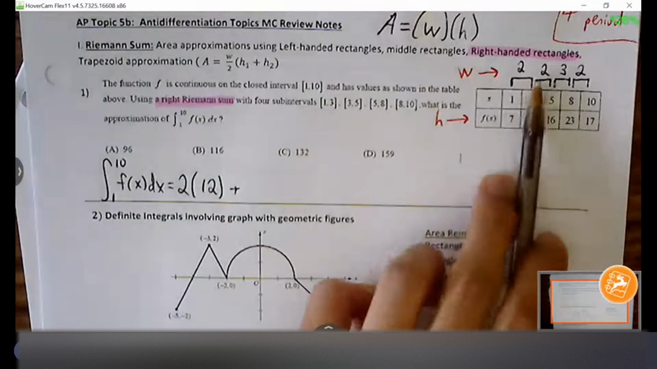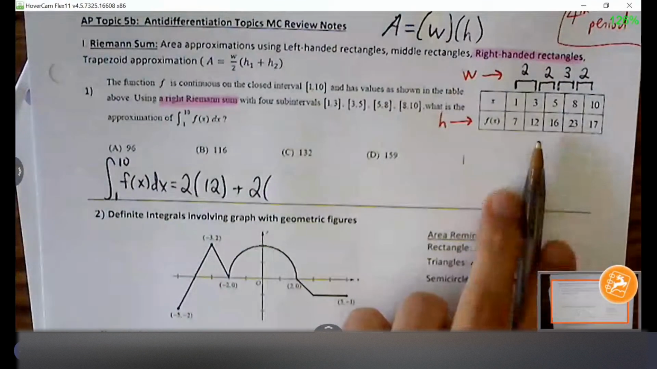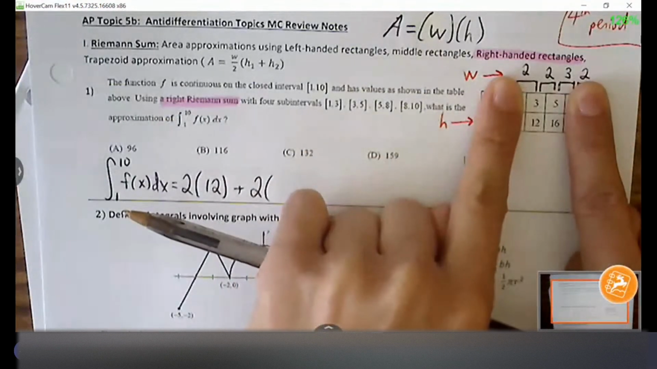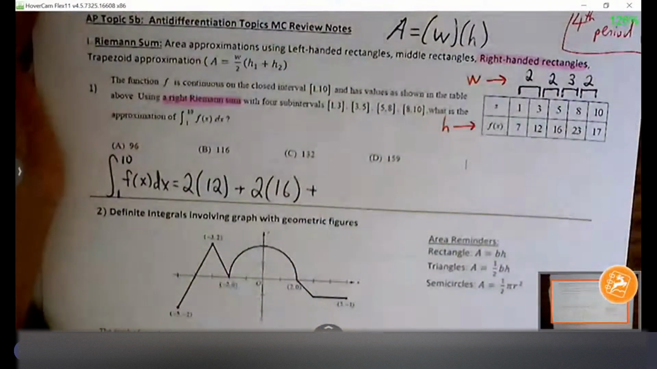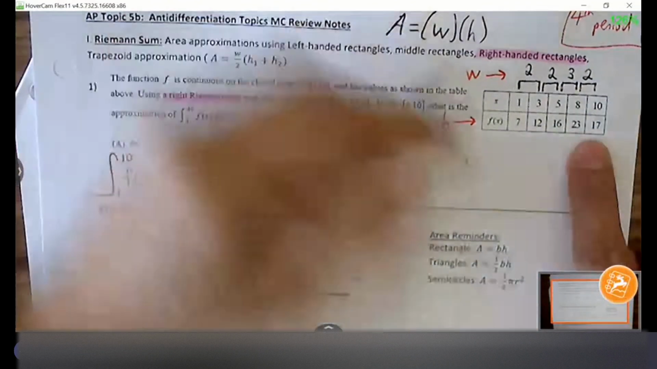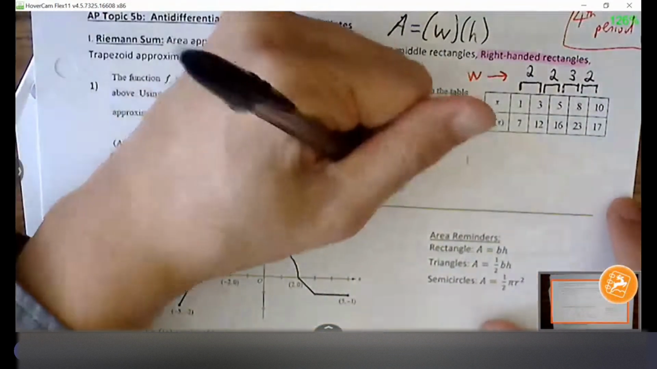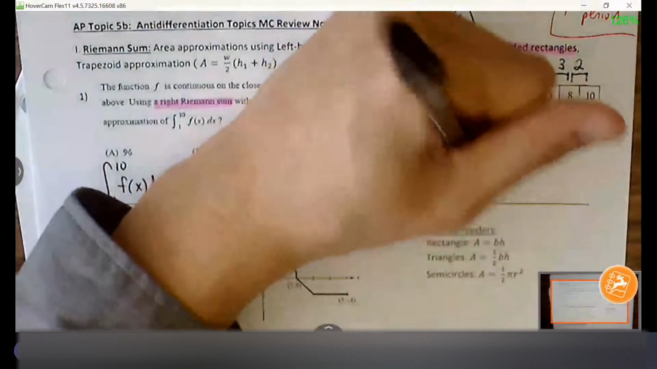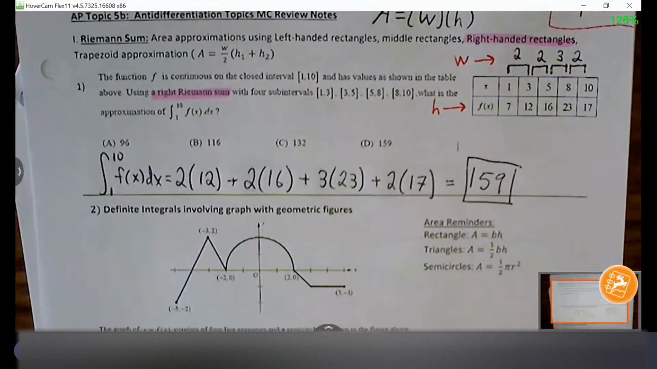Okay, moving on. Our second number that we see, that's going to be the width of my second rectangle. And then what's going to be the height of my second rectangle? 16. Yeah, 16, right? If I look at my second and third ordered pair, the one on the right is 16, so I'm just going to pick that value out. Third subinterval, width is 3, and height is going to be 23. Last subinterval, width of 2, height of 17. We total them together. 159. Okay, any questions with that?